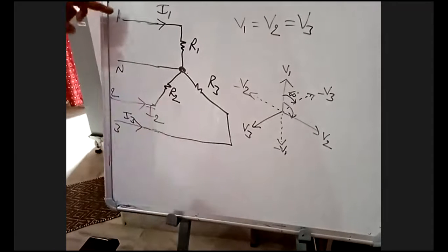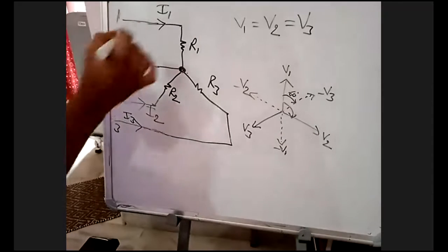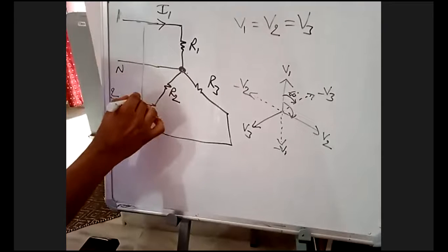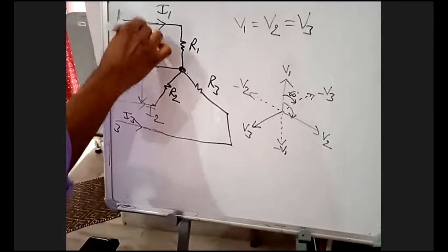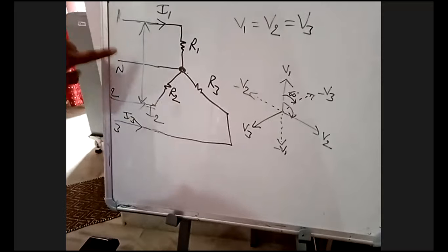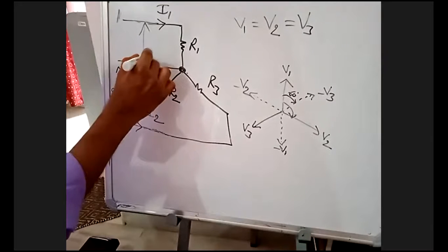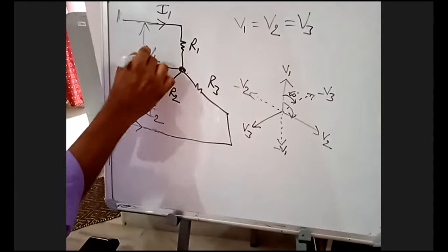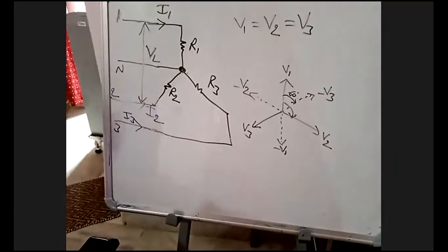Phase voltage means the voltage in between phase and neutral. Line voltage means the voltage in between two phases. One is one phase, two is another phase. Write a note: voltage in between two phases is called line voltage.